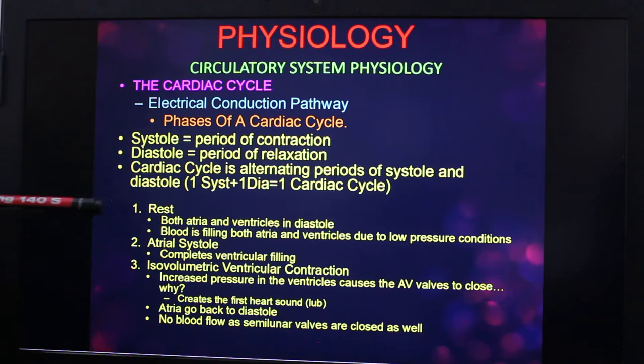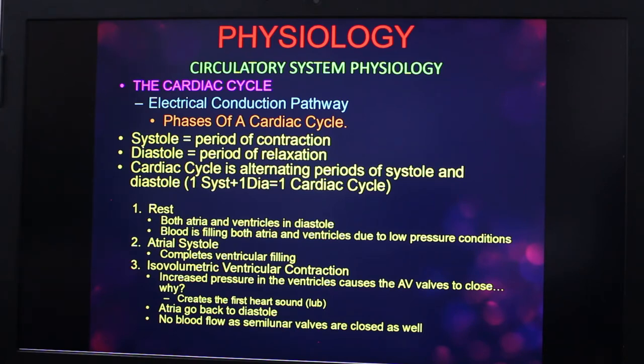Then comes the atrial systole after the impulse is generated at the sinoatrial node, or the SA node. And this completes the ventricular filling. And then isovolumetric ventricular contraction begins, which increases the pressure in the ventricles. And this causes the atrioventricular valves, the mitral and tricuspid valves, to close, but the pressure is not enough to open the ventricular arterial valves, which are namely the pulmonary and the aortic valves.